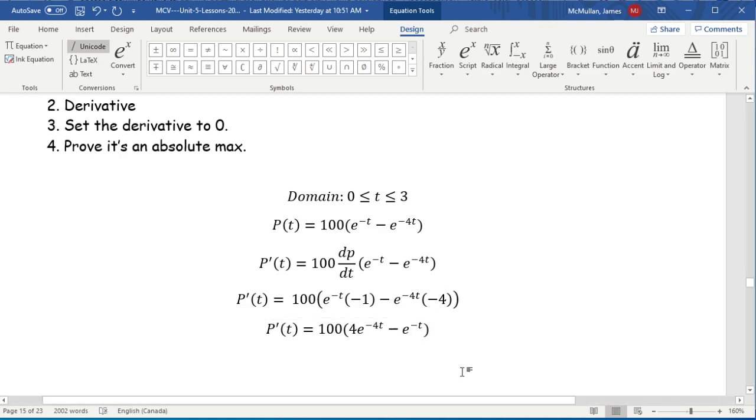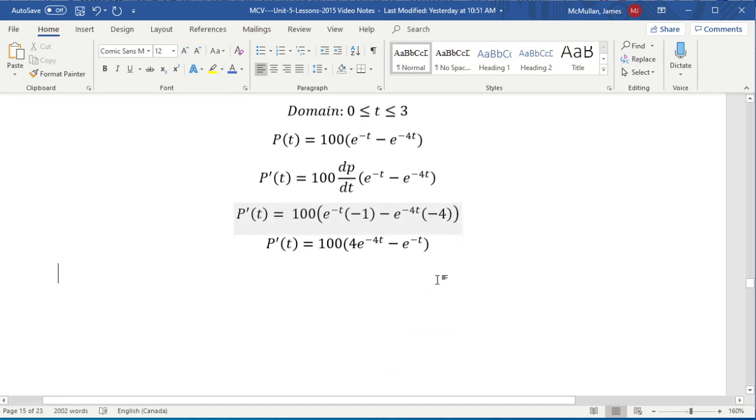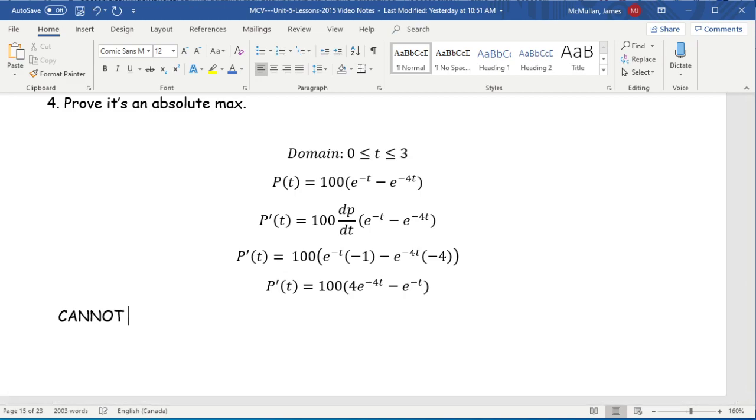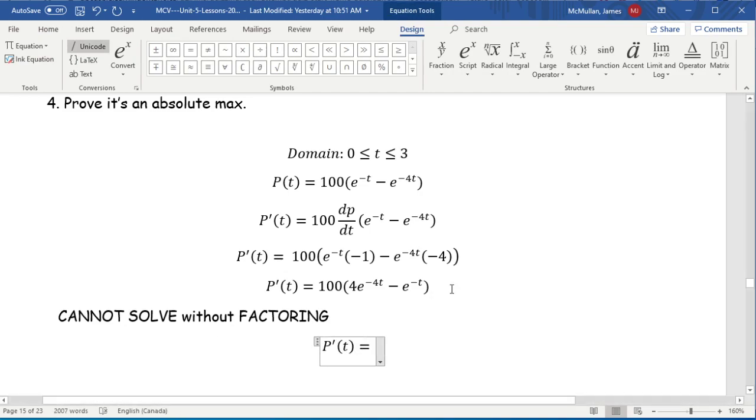Okay, now a mistake that is going to get made, and I hope you are not the one to make it, is what to do with this. Understand you cannot solve that when it is equal to 0 without factoring. So factor it. Now this becomes a bit tricky because what is the common factor between these two things, right? Here's what I'm going to suggest. Let's factor out e to the power of negative t.